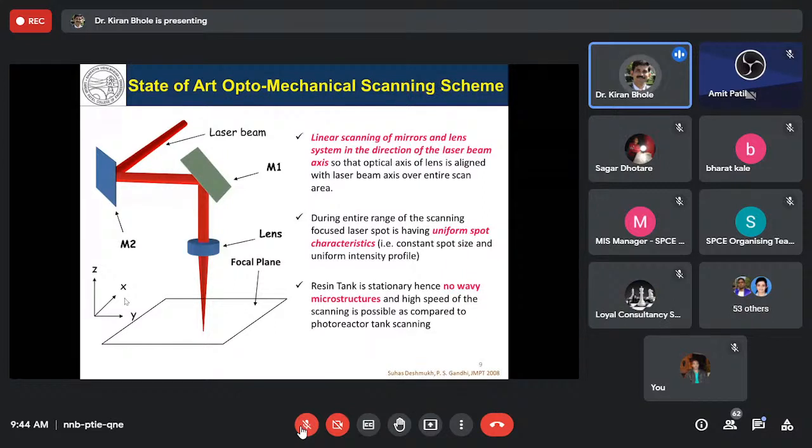Further, here the resin tank is not moved at all. We are moving the optical system, and as the resin tank is kept constant, there is no problem of wavy structure that generally happens in the case of the photoreactor tank scanning scheme.